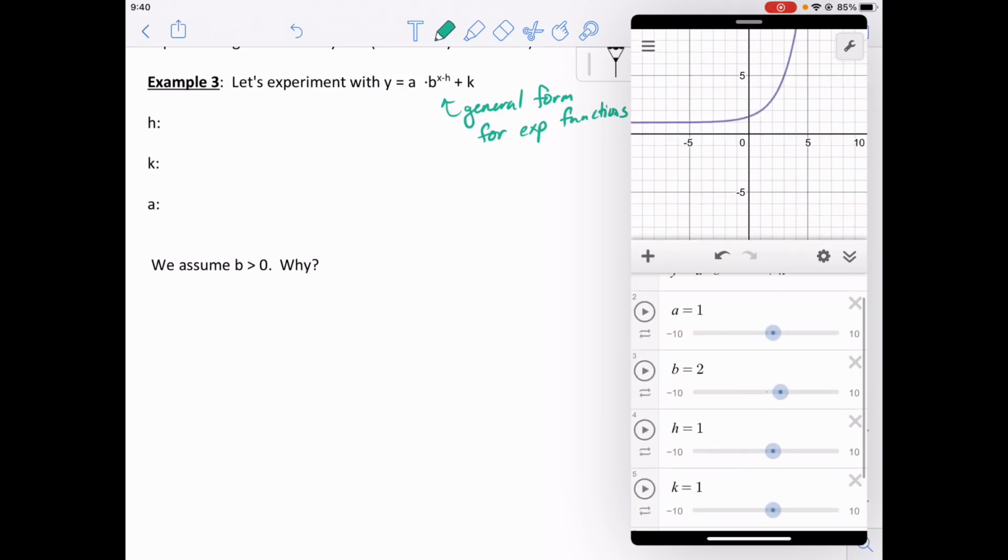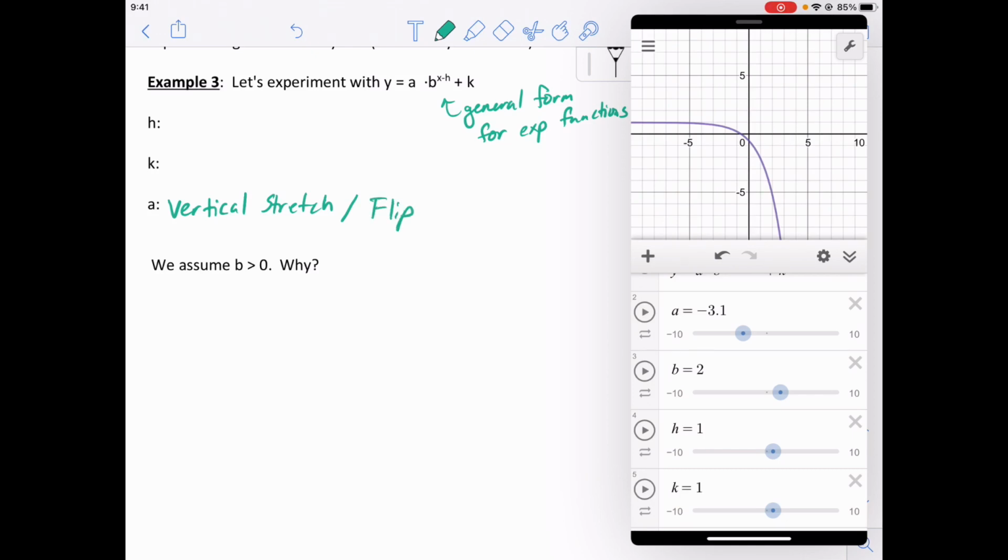All right, so let's look at a. Let's look at what happens when we do that. So what's it doing? It's making it taller, right? And then it flips it and makes it taller. So it does the exact same thing it did before. So a, this is our vertical stretch component. Right? It's going to make it taller or shorter, and it's also going to flip our graph.